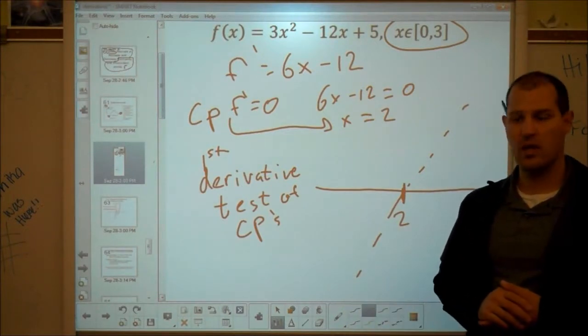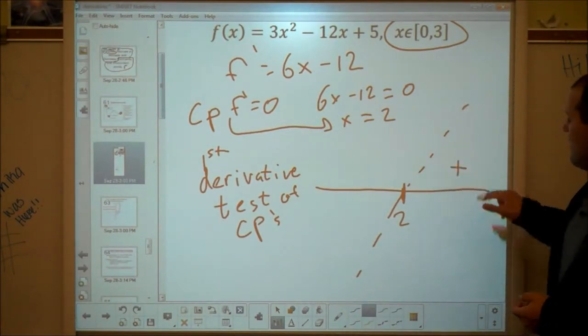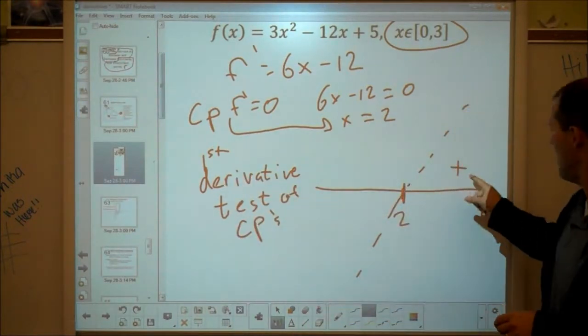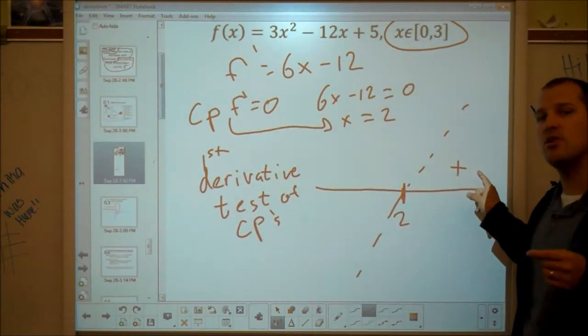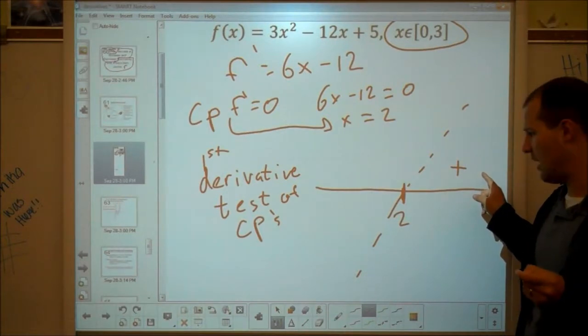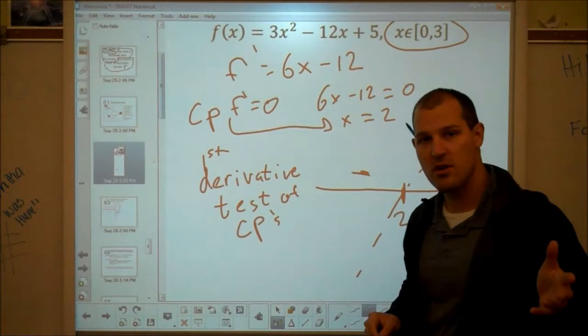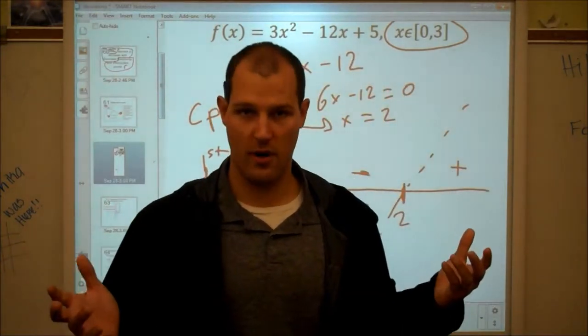Okay, and so what we can do then is we can say, oh, over here it's above the axis, it's positive. Now remember, this is the derivative test. So this is the derivative. Positive means the original function was increasing. Over here it's below the axis, so it's negative. It means it was decreasing. Now maybe you're not a visual learner, and so this doesn't really work for you very well.